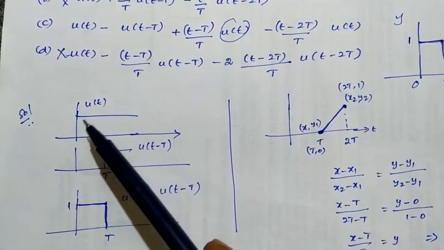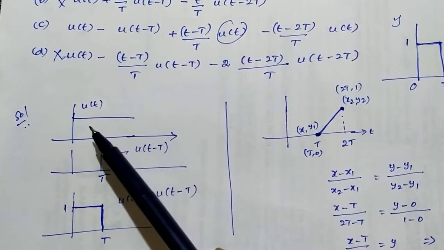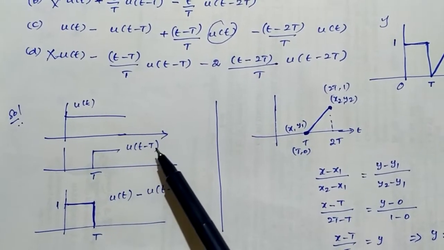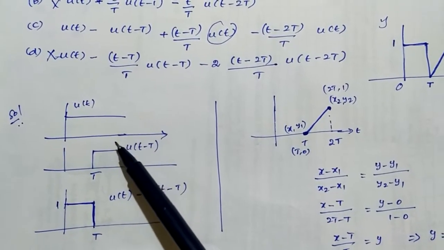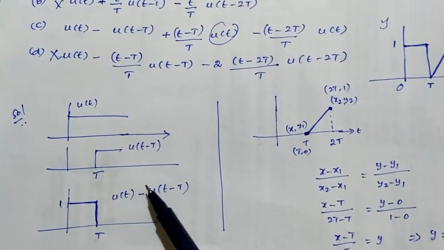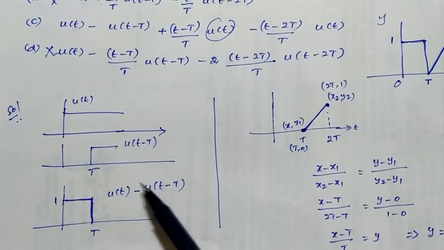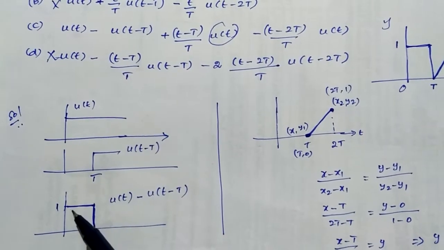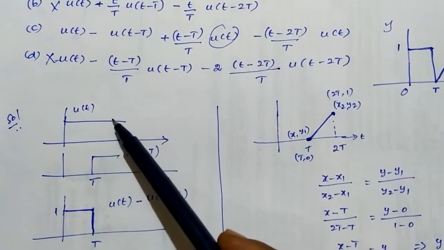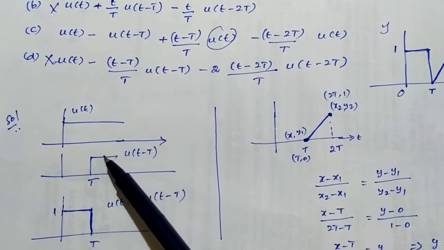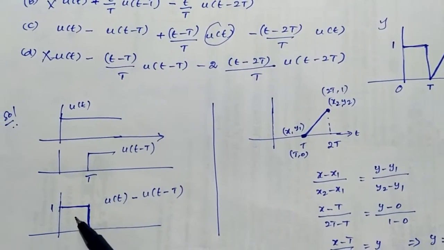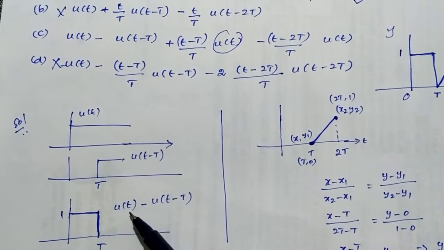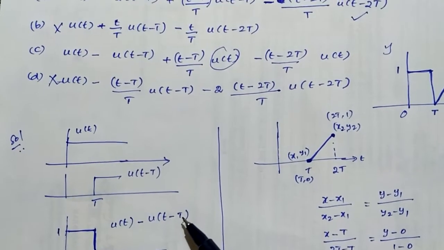We know the standard step function starting from 0. When this step function is delayed by an amount capital T, so this is u of t minus capital T, when these two functions are subtracted, so u of t minus u of t minus capital T, here the function value is 1, here the function value is 0, so 1 minus 0 we have the 1. After T, here the function is 1, 1 minus here also 1, so the function value is 0. So the pulse with the duration of T is achieved: u of t minus u of t minus capital T.